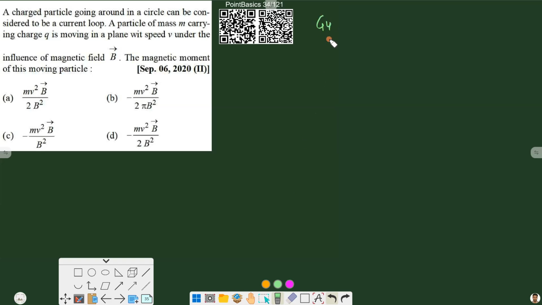It is known as gyromagnetic ratio, and it is a ratio of magnetic dipole moment by angular momentum, and it is always constant and is equal to charge of the particle divided by twice of its mass. So mu is here magnetic moment or magnetic dipole moment, which we have to calculate. L is the angular momentum of that particle, q is the charge, and m is the mass.